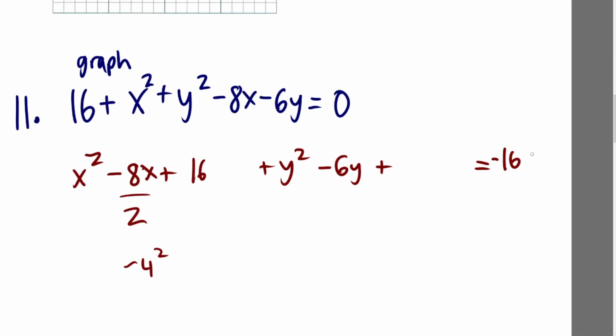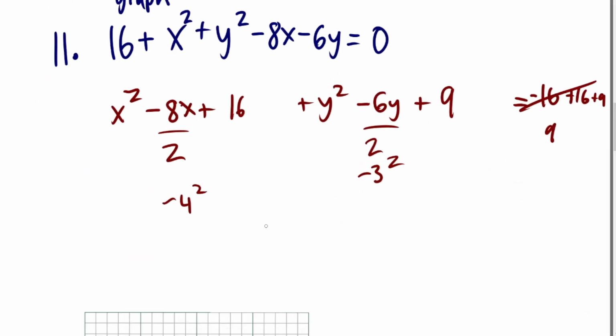So add 16. We'll add 16 over here. And then for this one, divide this by 2. We get negative 3. We're going to square that. We're going to get positive 9. Add 9. These 16s cancel out, so we have a 9.